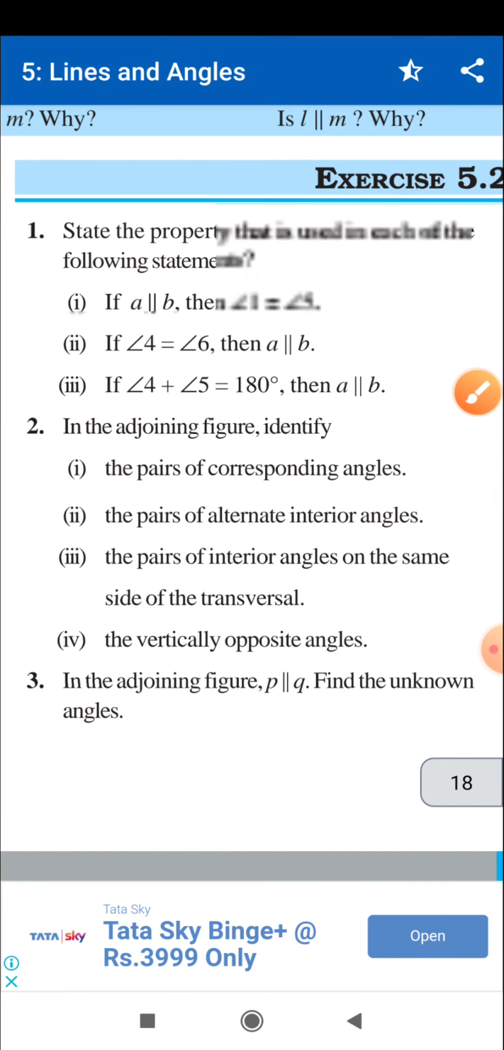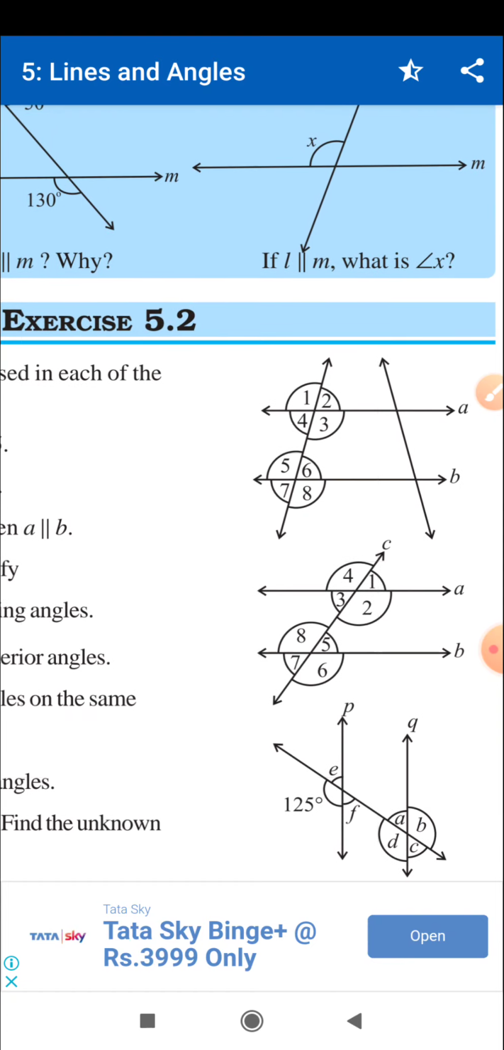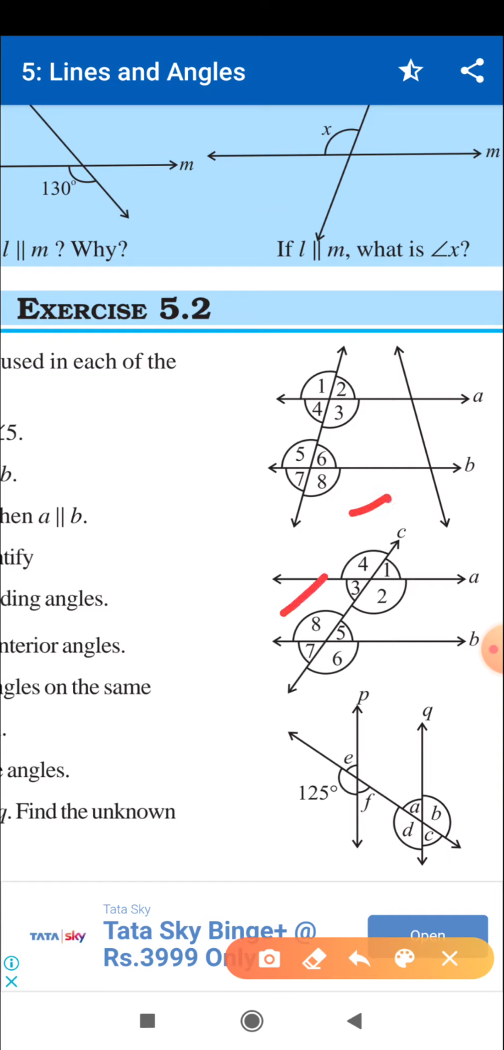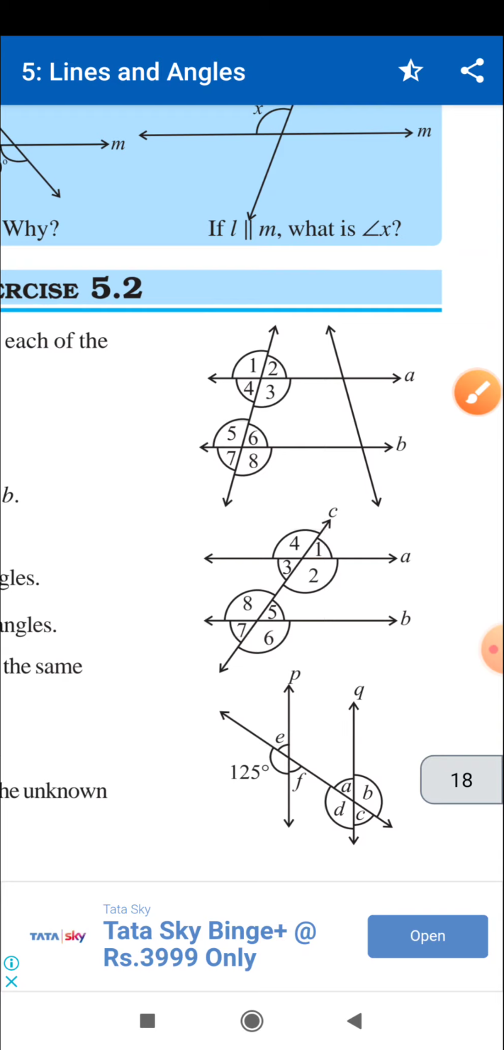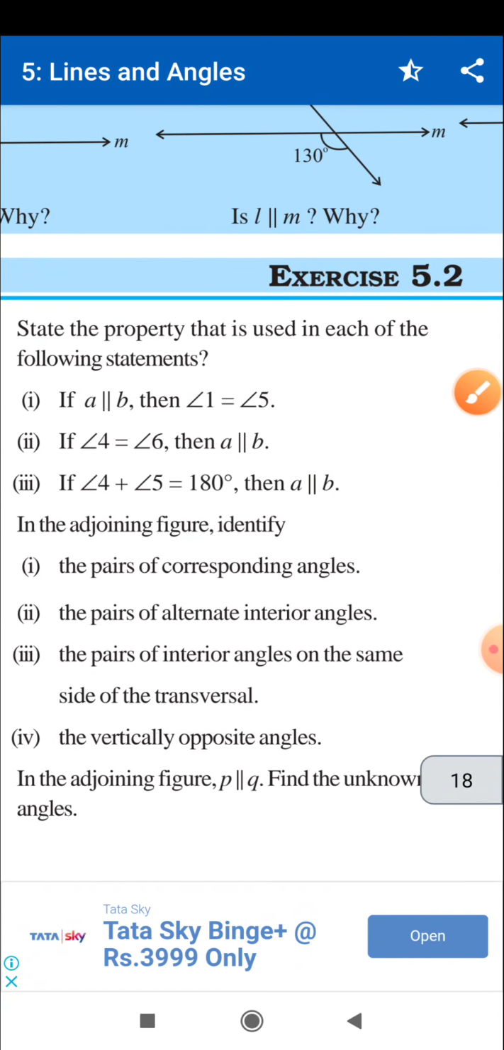Our second question is: in the adjoining figure, identify the pair of corresponding angles, the pair of alternate interior angles, the pair of interior angles on the same side of the transversal, and the vertically opposite angles. Our diagram is here. So in this diagram, angle 4 and angle 8 are corresponding to each other. Angle 1 and angle 5 are corresponding to each other. Angle 2 and angle 6 are corresponding to each other. And angle 3 and angle 7 are corresponding to each other. Now move to our second part.